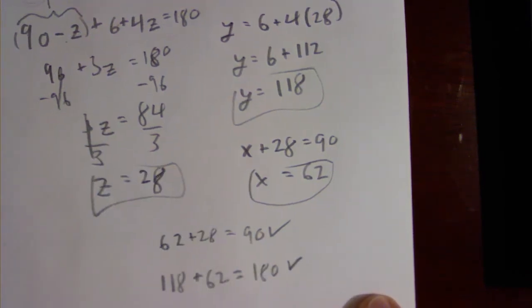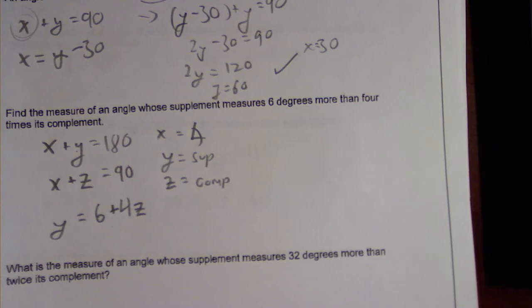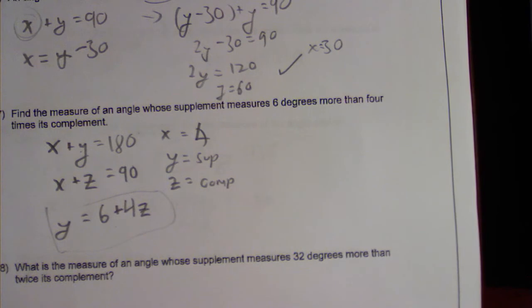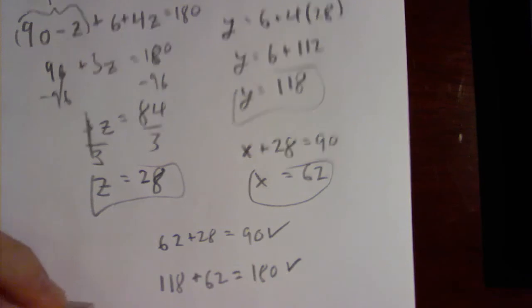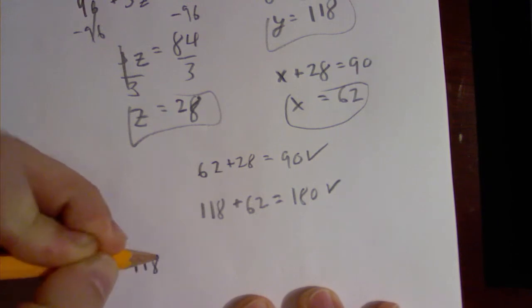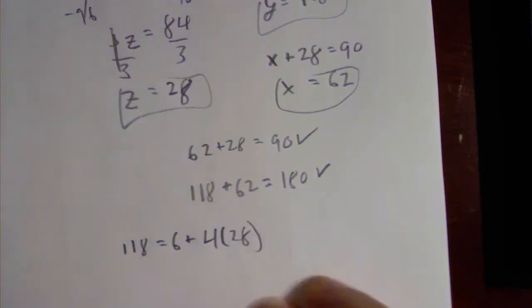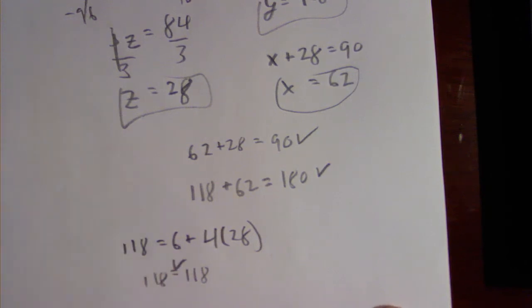The only other thing I need to check is that final part. Number 7 said that the supplement measures 6 degrees more than 4 times its complement. So I need to check to make sure that this works out, and then everything is good. So I have y = 6 + 4z, and I have that y is 118, so 118 = 6 + 4 times 28. Let's just check. 4 times 28 is 112, plus 6 is 118. 118 = 118. This checks out.